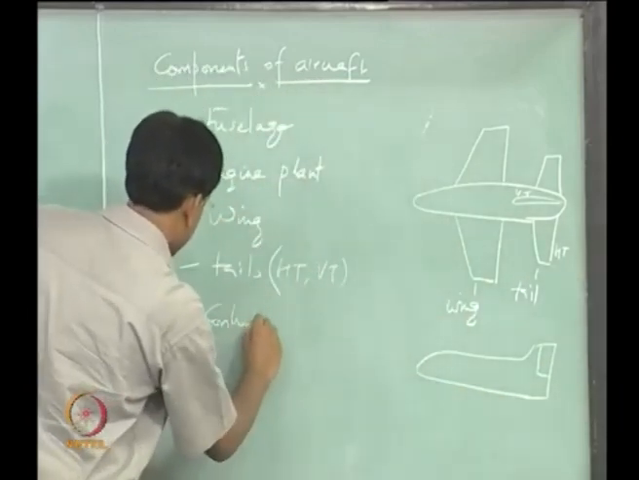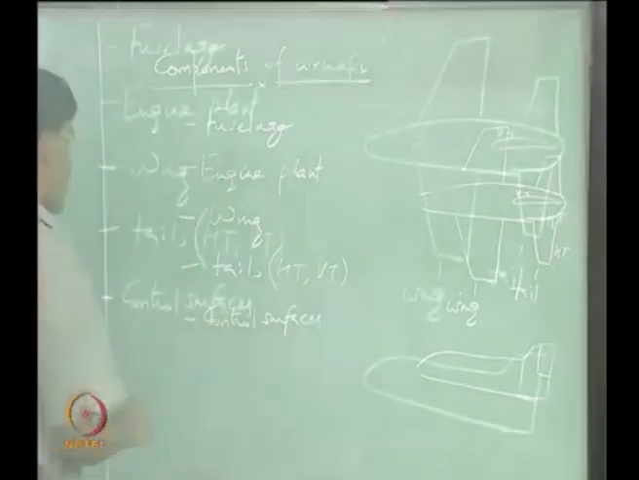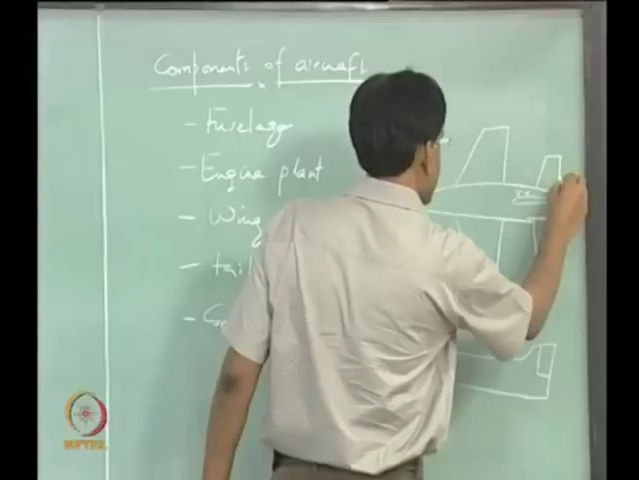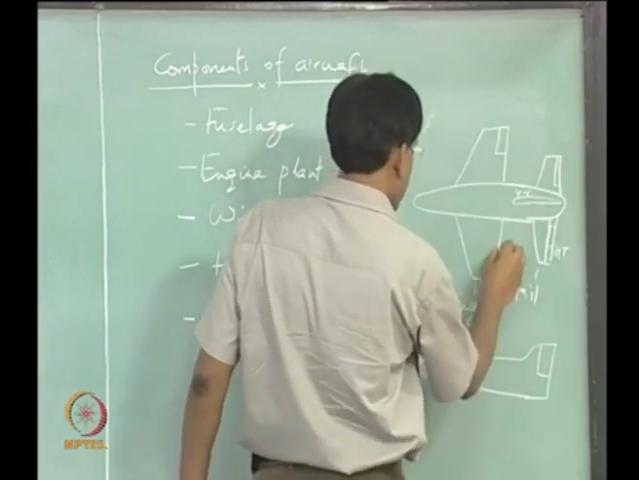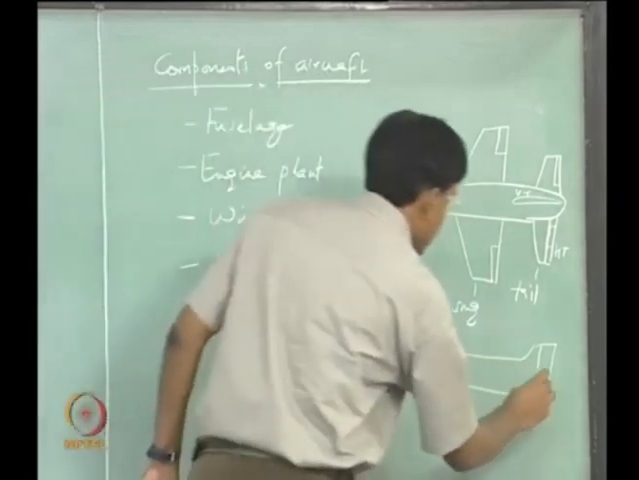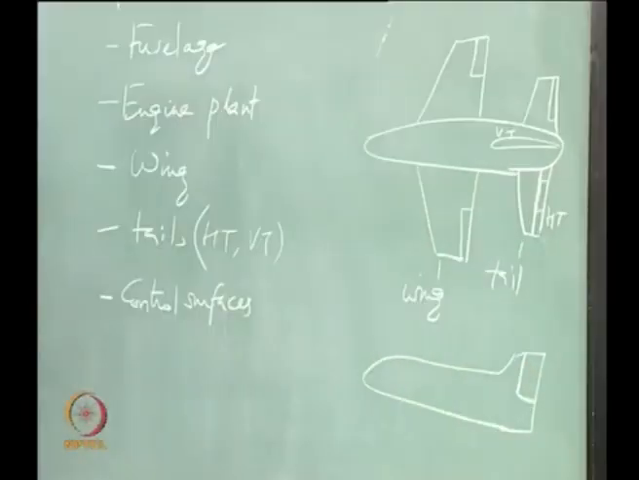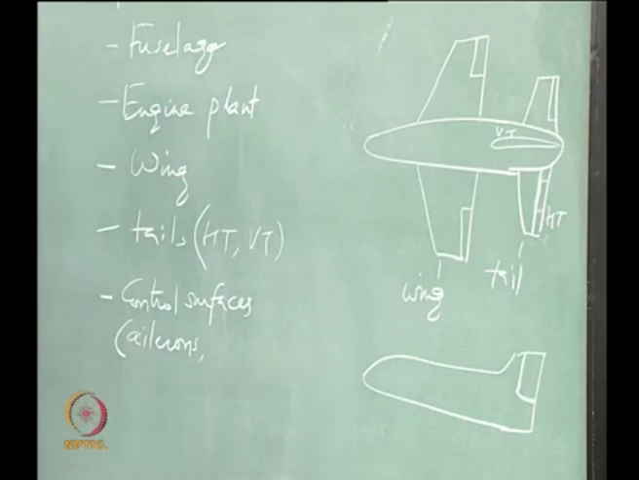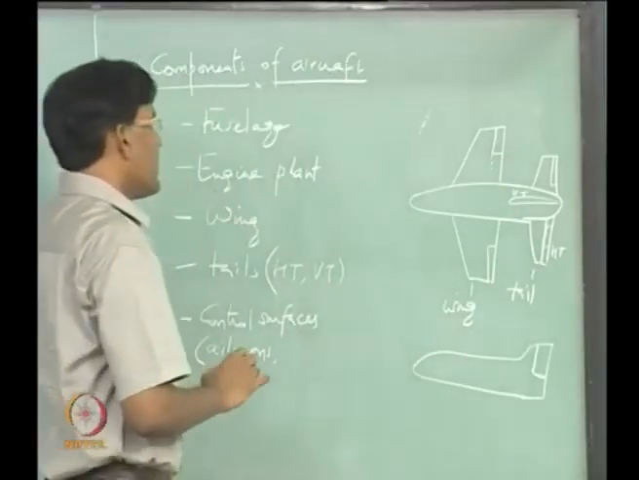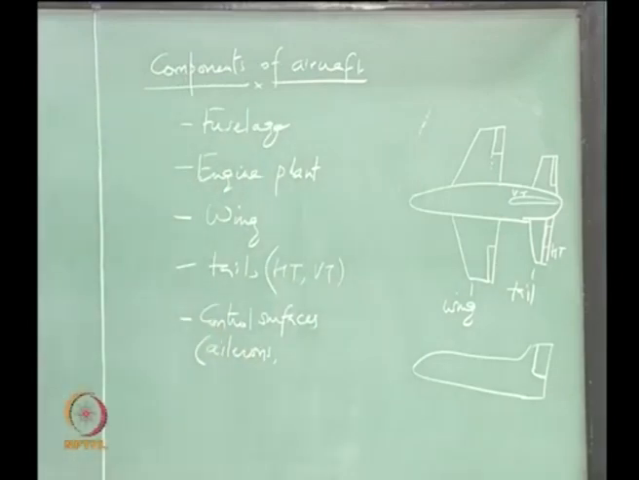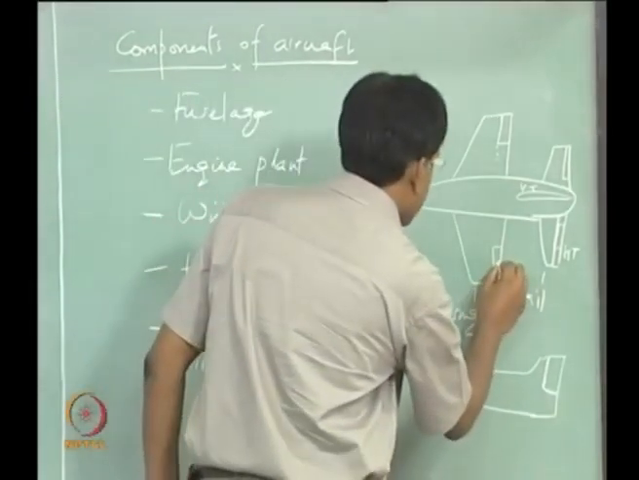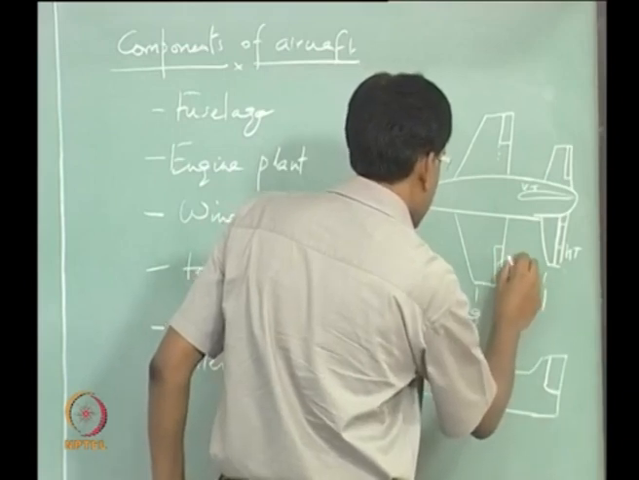And control surfaces. These are aerodynamic control surfaces which manipulate air passing over an aircraft to change lift and moments. Control surfaces are, for example, ailerons mounted on the outboard side of the wing. It is a hinged surface which can be rotated about the hinge line, so that it affects the flow field and thus results in change in aerodynamic forces and moments. So, ailerons is the control surface mounted on the wing.